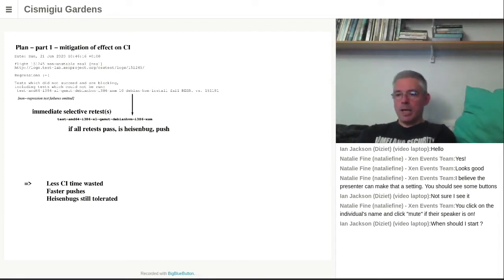That ought to mean that most of the time we'll get a push first time round, or at least after the selective retest. This will waste less of our machine time and give us a push in a more timely fashion, but it will still tolerate Heisenbugs. So it won't be trying to do anything to reduce the number of these bugs and their probability in the code we're testing.